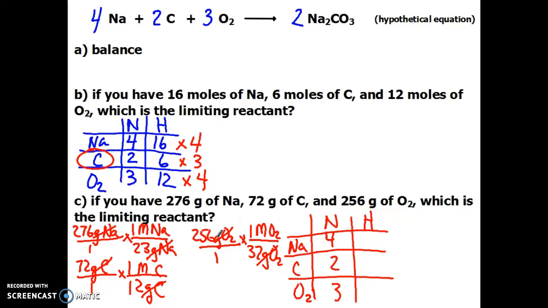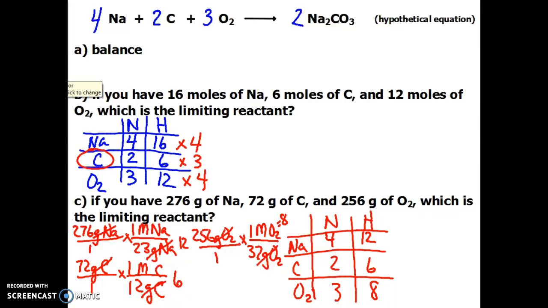So now you have 276 divided by 23. That comes out to exactly 12. 72 divided by 12 is 6. And the 256 divided by 32 is exactly 8. So now we know we have 12 moles of sodium. We have 6 moles of carbon. And we have 8 moles of oxygen.